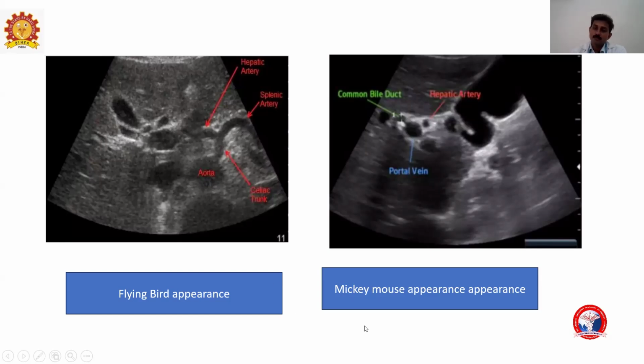Okay. Now, one funny appearance, it's called Mickey Mouse appearance. So this demonstrates the structures on the porta hepatis. We have the hepatic artery on the right side, common bile duct on the left side. Ideally, the bile duct is on the right side, sorry, hepatic artery is on the left side. And portal vein is usually on the posterior aspect. This gives an appearance of a Mickey Mouse. That's what's called Mickey Mouse appearance of the structures in the porta hepatis.